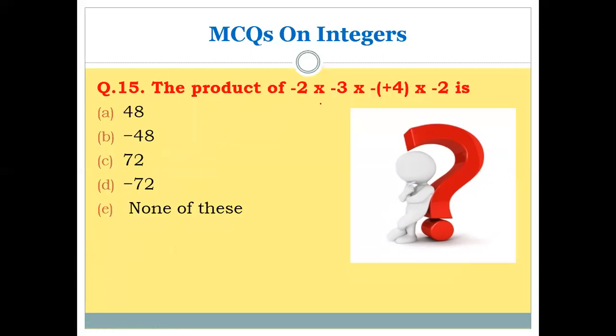The product of minus 2 into minus 3 into plus 4 into minus 2. At a time we do the operation on two integers, and minus 2 into minus 3 will be plus 6. The product of two negative integers is always positive, so it's positive 6. Now into we have minus plus 4. It becomes minus 4 into minus 2. We have plus 8.